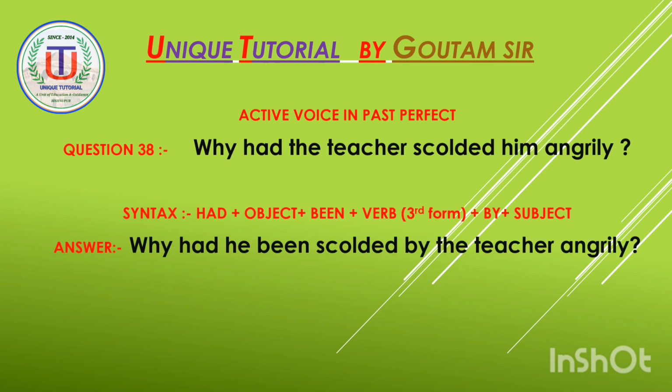Next question is: why had the teacher scolded him angrily? The sentence is in active voice in past perfect. So the syntax in passive voice will be had plus object plus been plus verb third form then subject. So the answer will be: why had he been scolded by the teacher angrily?